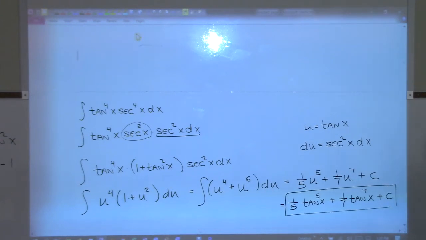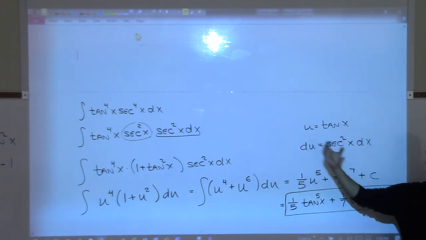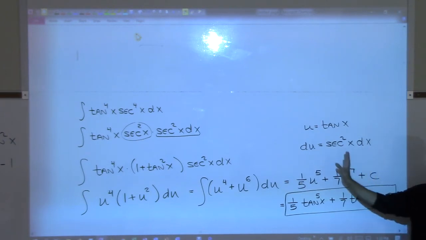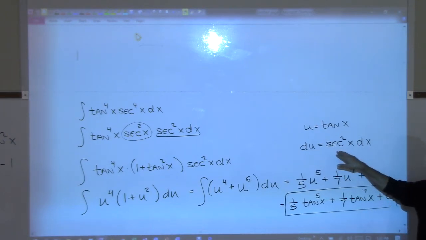Do you all see how this is similar to what we have already done? It's just because we're working with secants and tangents, it's not as simple as peeling off a cosine or sine. You have to peel off either a secant squared, because that's a derivative of tangent, or you're going to peel off a secant x tangent x, because that's the derivative of secant. Now, we haven't done that yet. This is an example where you peel off a secant squared.